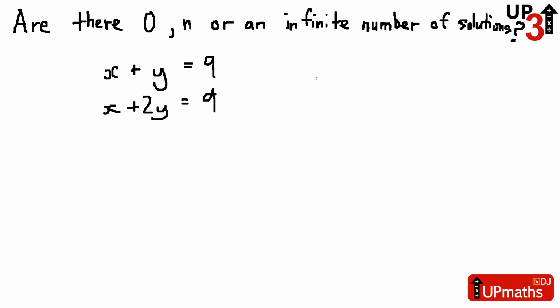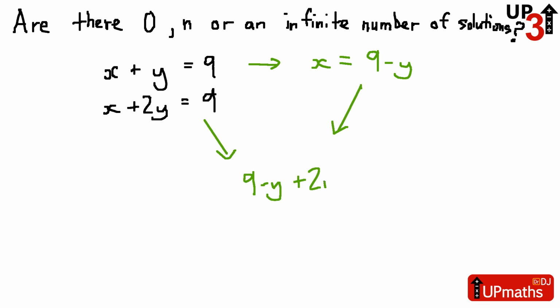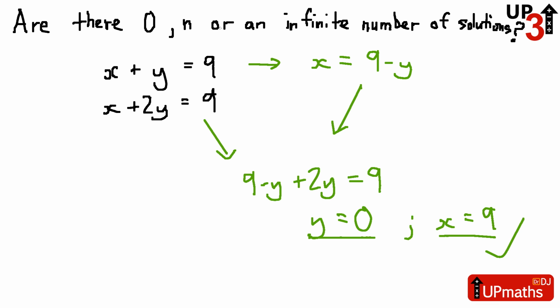Anyway, well, I could rearrange this to be x equals 9 minus y. And then I'm just going to combine these two. So that'll be 9 minus y plus 2y equals 9, which means that y equals 0. I'm a bit nervous. What's going to happen to the x here? Oh no, that's alright. X equals 9. That's fine. So there are n solutions. In fact, there's one pair of solutions.